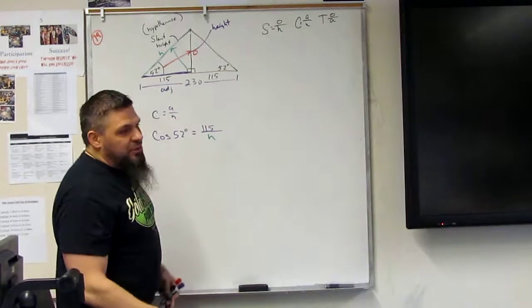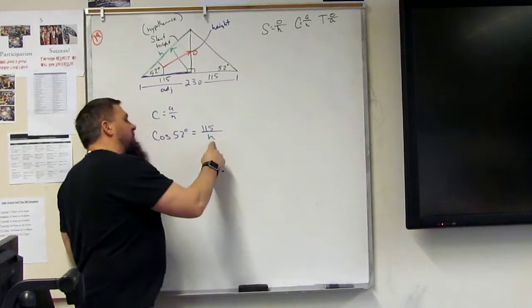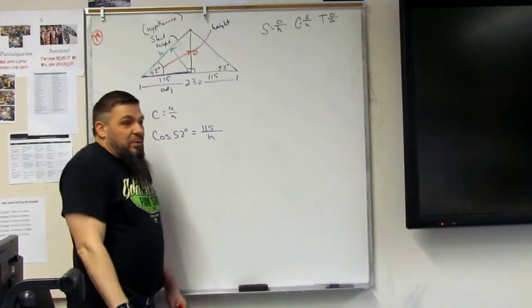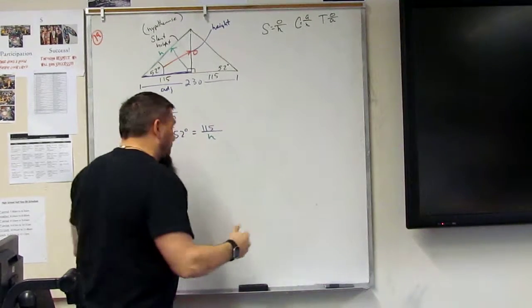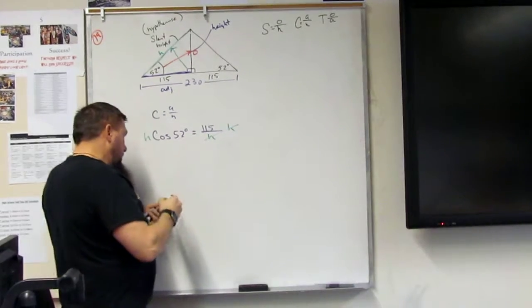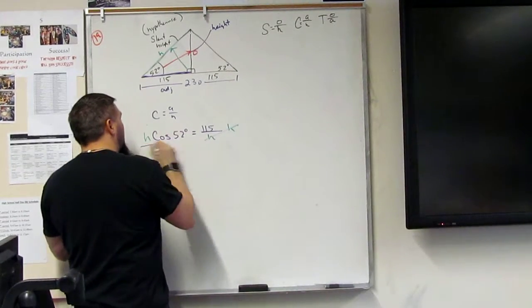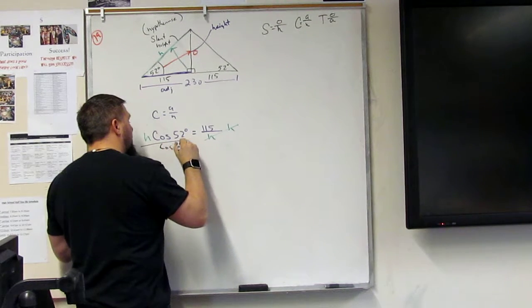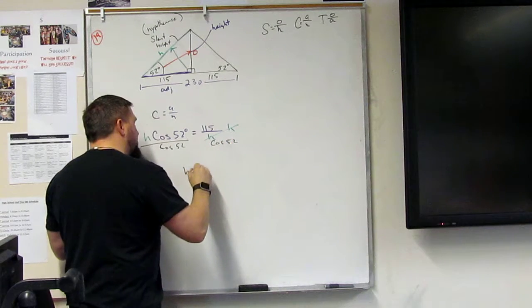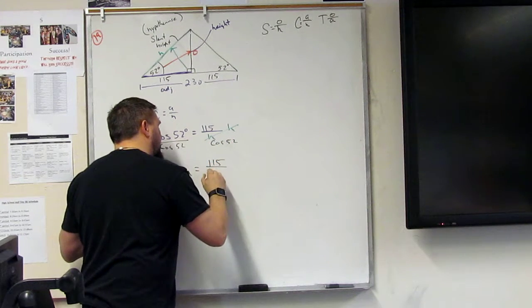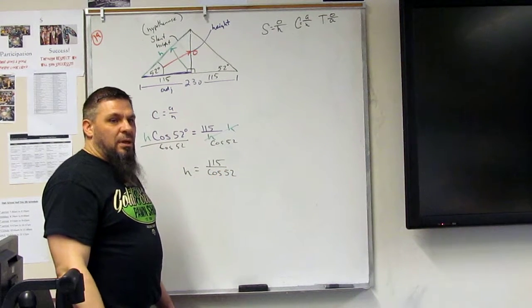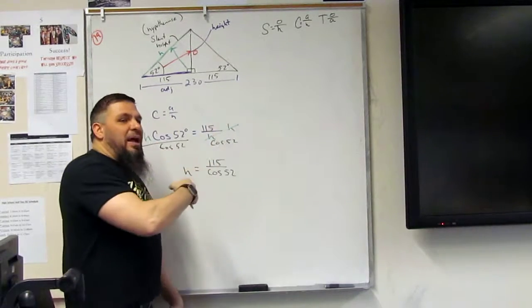A few ways you can do this. Some people like to multiply both sides by H and then divide by cosine. That works. In other words, they get H is equal to 115 over cosine of 52. Another way is you could just flip it and multiply.